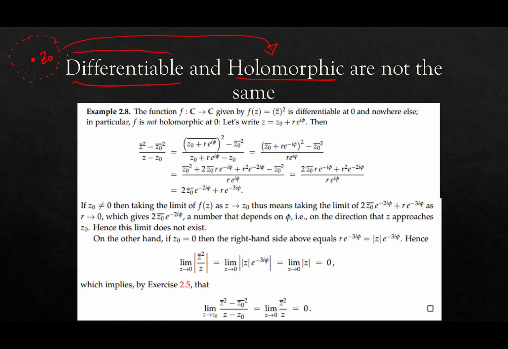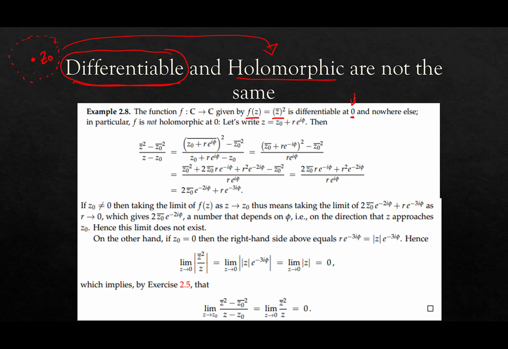Now to make this more concrete, your book gives an example of a function that is differentiable somewhere. It's differentiable at a point, in particular 0, but it's not holomorphic because it's not differentiable anywhere else. This function is f of z equal to the conjugate of z squared. Again, this turns out to be a function that's differentiable at 0, but no place else, which means it's differentiable, but not holomorphic.